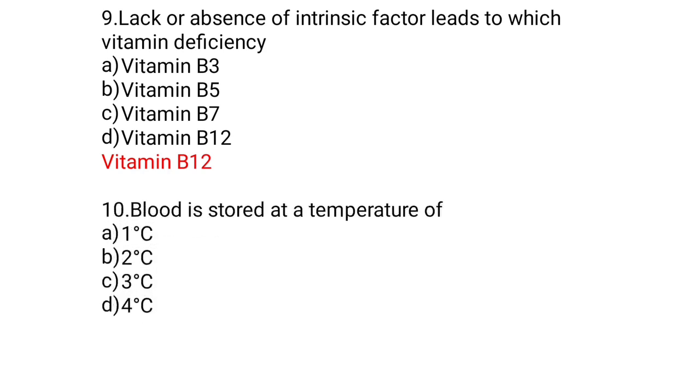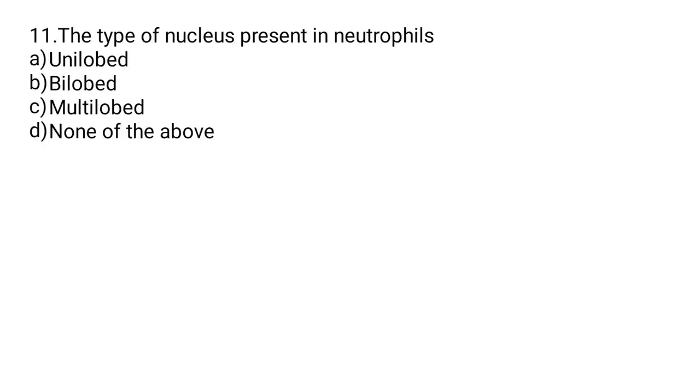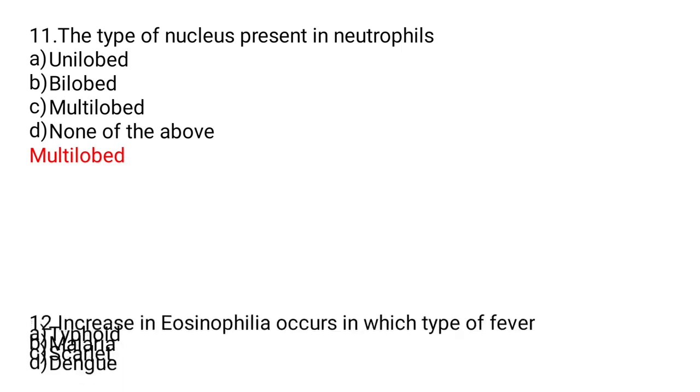During blood transfusion, blood is stored at a temperature of 1 degree Celsius, 2 degrees Celsius, 3 degrees Celsius or 4 degrees Celsius. Answer is 4 degrees Celsius. Coming to next question, the type of nucleus present in neutrophils. A. Unilobed, B. Bilobed, C. Multilobed, and D. None of the above. So it is multilobed, because in others like basophils it will be bilobed, and monocytes will have different lobes.